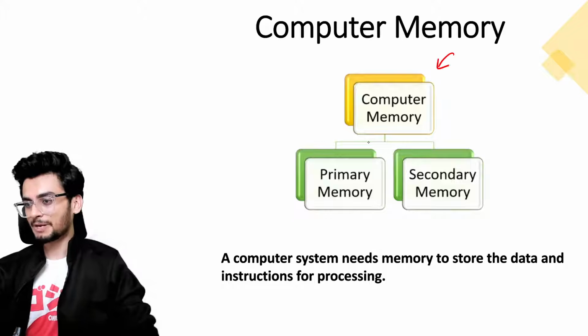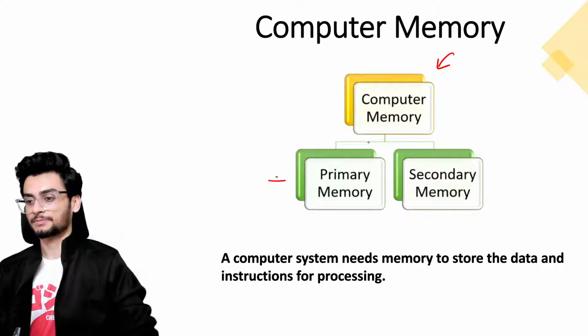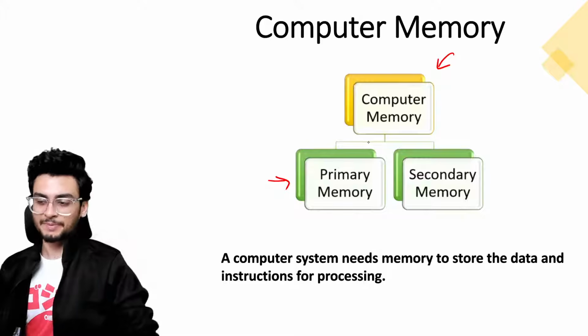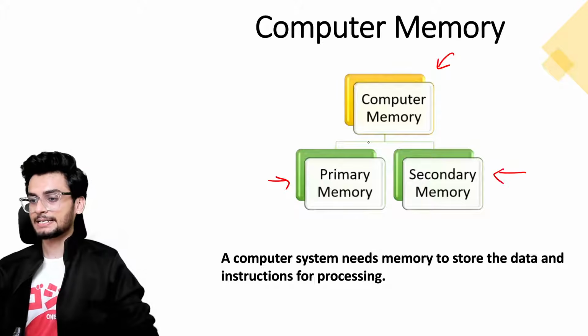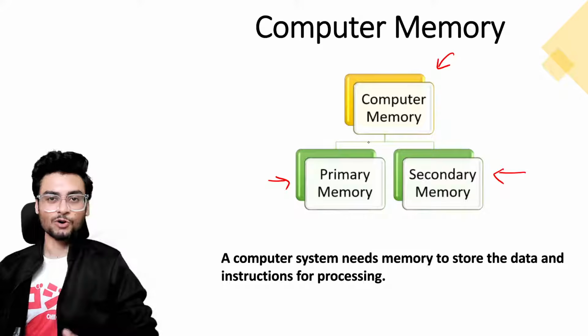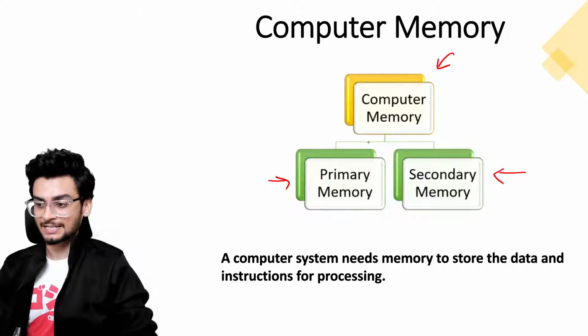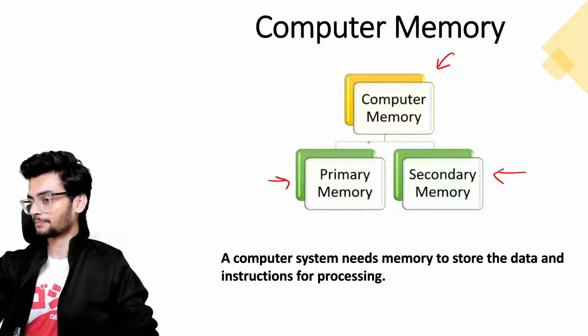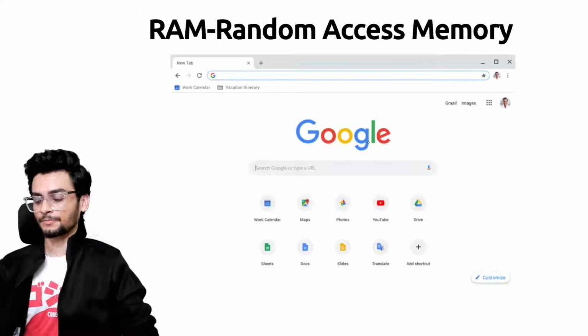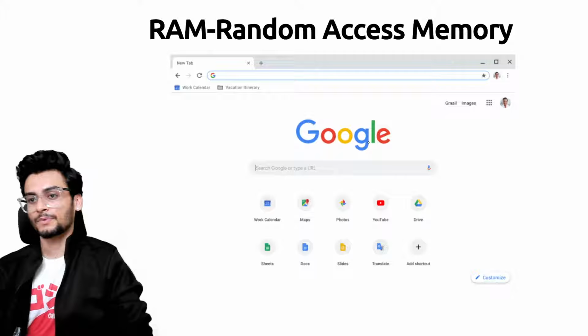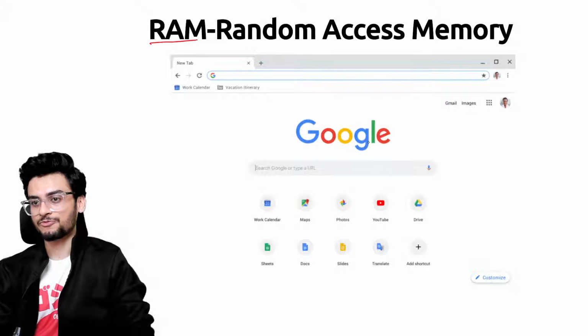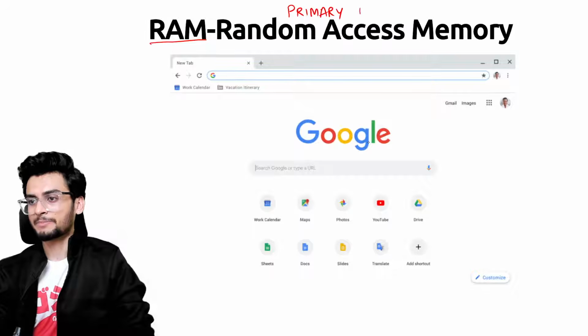So now computer memory is divided into two parts. One is a primary memory and the second is secondary memory. So we all know that computer needs some kind of memory to store all the data which has inside it. So let's talk about RAM first. RAM कौन सी type of memory होता है? It is a primary memory. Why it is known as a primary memory?